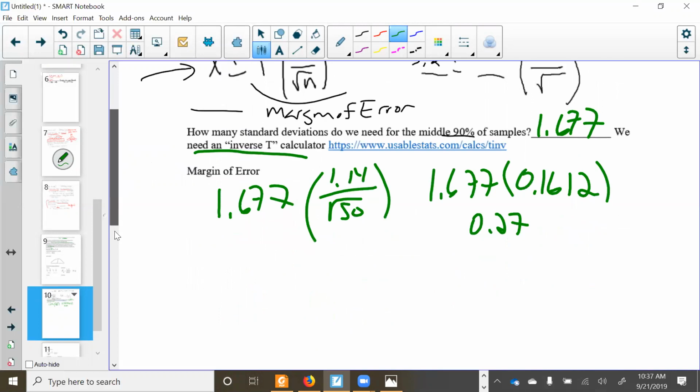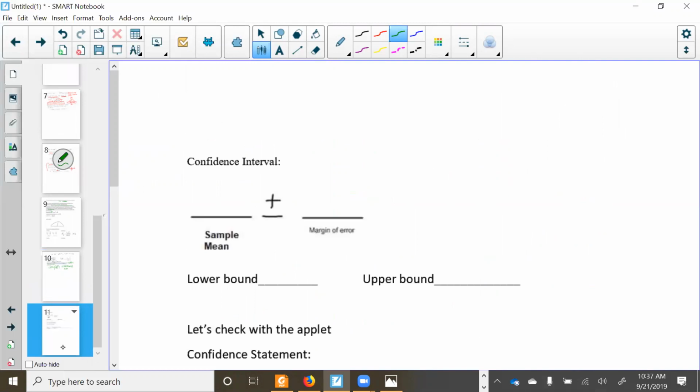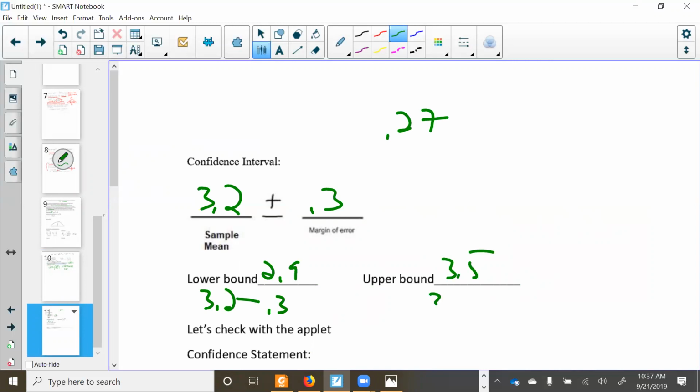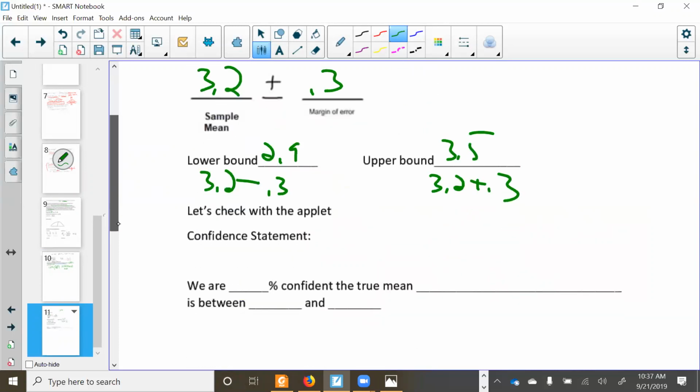So then to get our confidence interval, 3.2 was our mean for the new drug. We're getting a margin of error of, why don't we round this to 0.3, right? 0.27 rounds to 0.3. So our lower bound will be 2.9, because it's 3.2 minus 0.3. And our upper bound will be 3.5, which is 3.2 plus 0.3. Then we will check with the applet, but I want to write the confidence statement first.